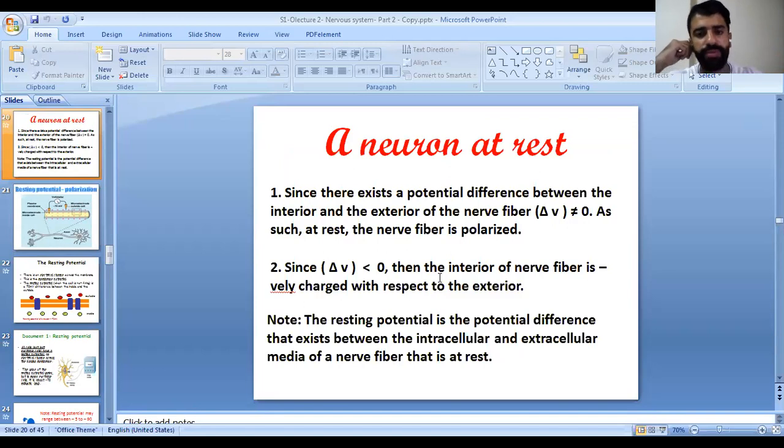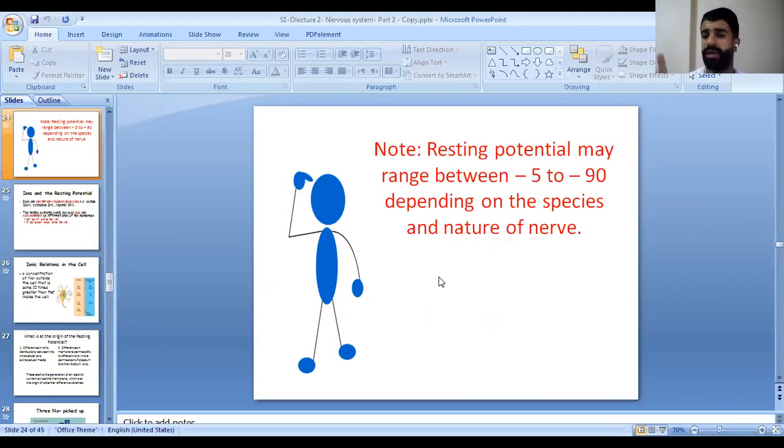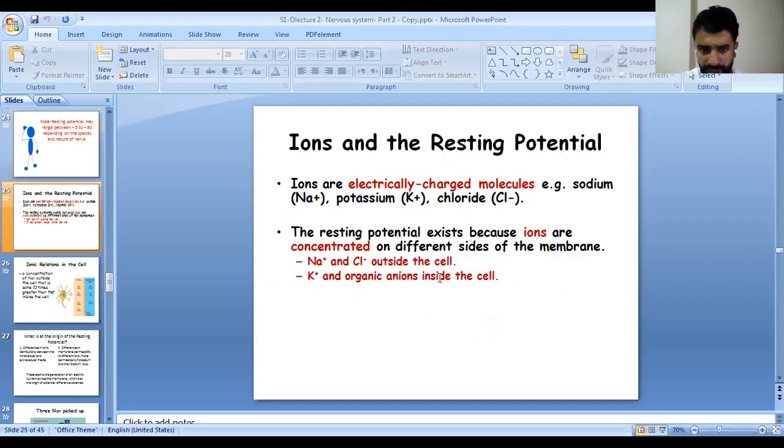And you have to know that we have a potential difference between the internal and the external of the nerve fiber. Delta V does not equal zero. So the nerve fiber is said to be polarized. It's negatively charged. You have to know that all cells, not only the excitable cells, have a resting potential. It's a potential difference between the internal and the external. Resting potential is not always minus 70 millivolts. It ranges between minus 5 and minus 90, depending on the species and the nature of the nerve. Different species have different resting potentials.